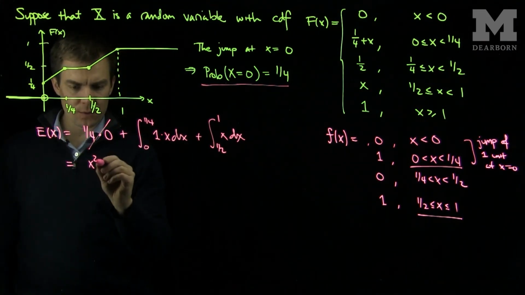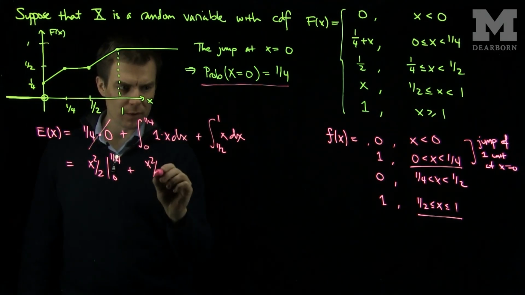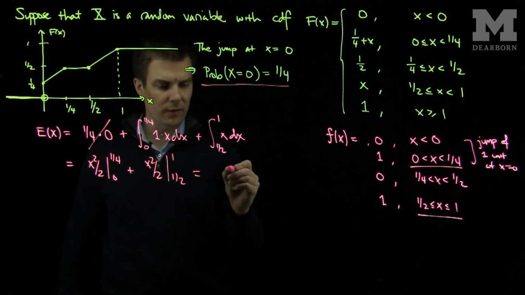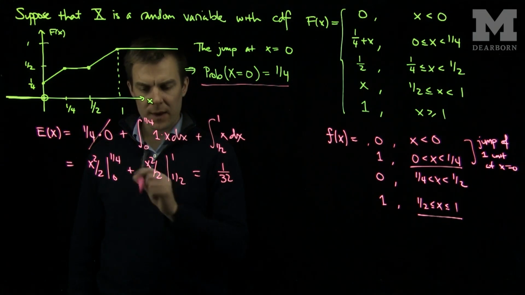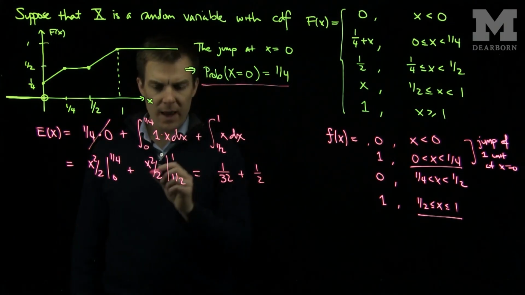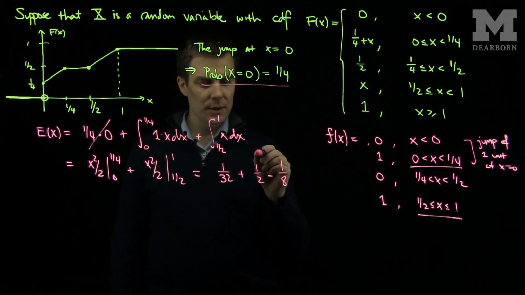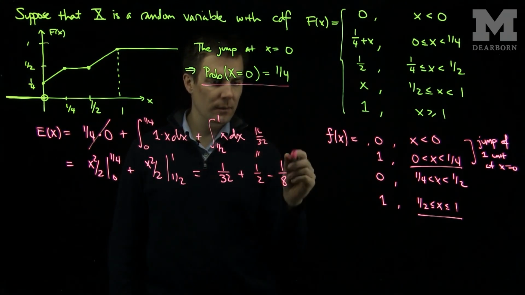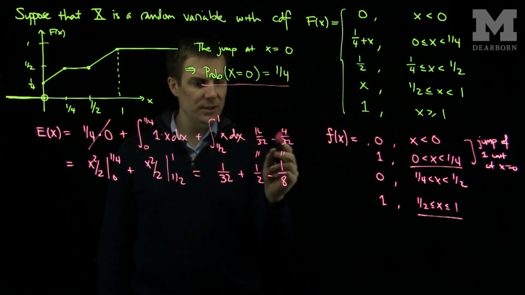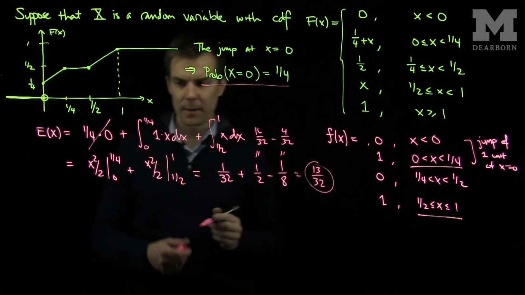Then I'll have x squared over 2 from 0 to 1/4, plus x squared over 2 from 1/2 to 1. So if we simplify this, I'll have 1 over 16, so I'll have a 1 over 32 from the first term over here. Then I'll have a plus 1/2. And then I'm going to have a minus 1/8. So if we put this all into 32s, this is 16 over 32. And this is going to be 4 over 32. So I have 16 minus 4 plus 1, so that's going to be 13 over 32 is my mean.